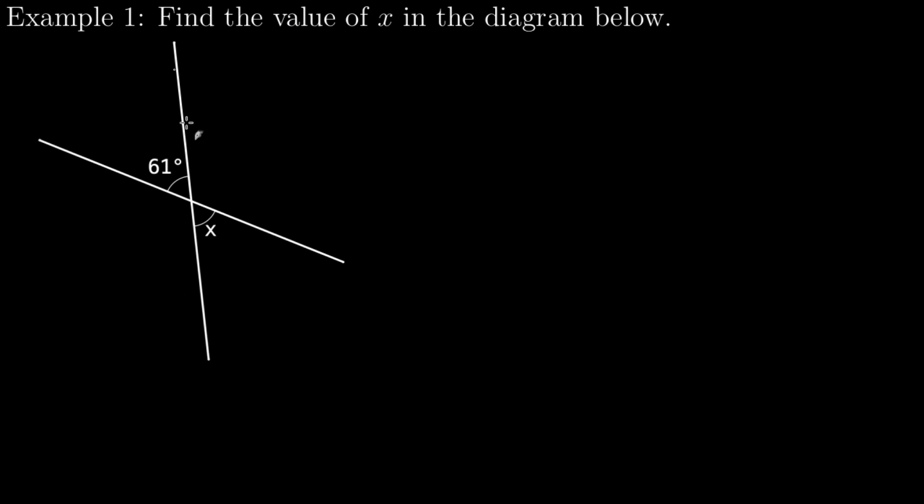This one, I see intersecting lines, I see this X, look for the X, and I see them on opposite sides. That's important, not next to each other. That means that this is vertical angles, and that means that X just equals 61 degrees.